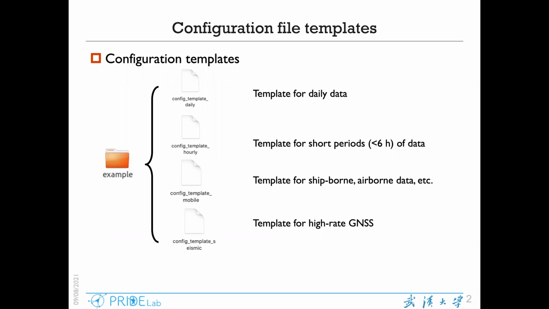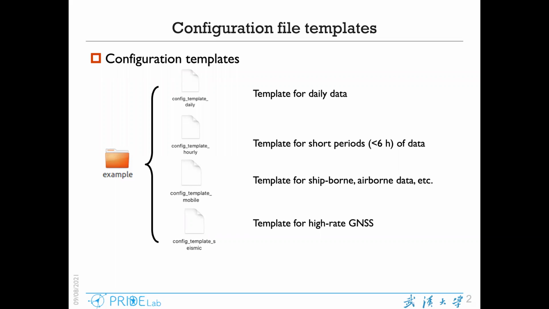For example, when you want to do some seismic data processing, you can use the template below here for high-rate GNSS. Then you don't need to worry about whether you have set the options in the configuration file correctly. And if you want to process airborne GNSS data for photogrammetry or airborne gravity, you can use the configuration template mobile. This will enable you to automatically process the data from a really moving platform.